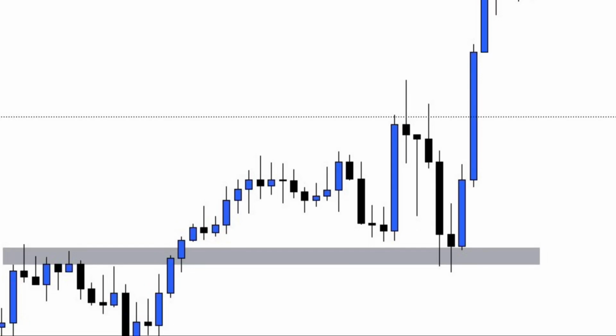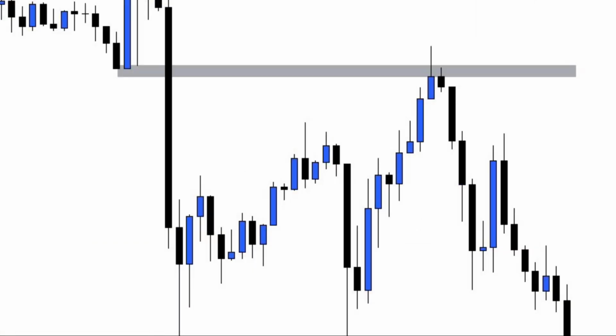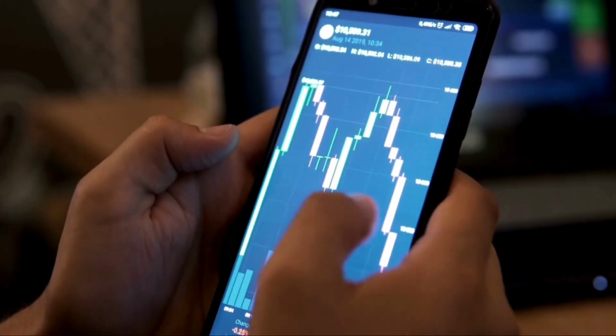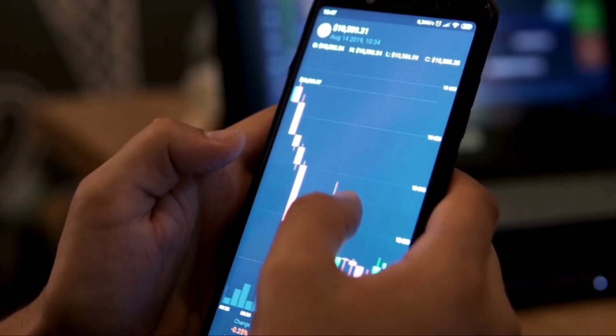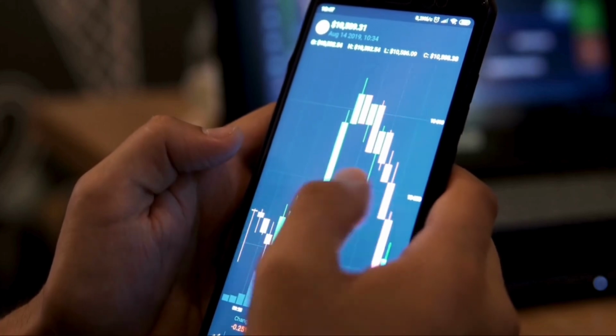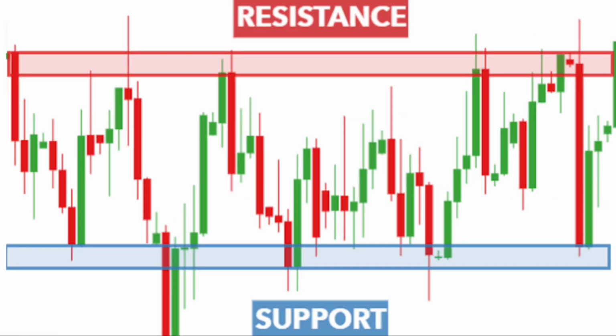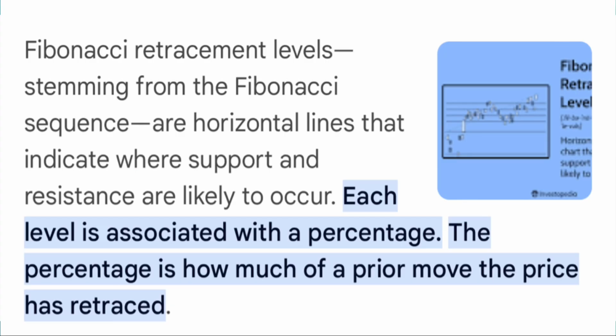This is a break and retest. There are 5 things that come together to form your trading strategy, and those 5 things are called your confluences. Now, what are your confluences? Your confluences are break and retest, support and resistance, trend confirmation, candlestick confirmation, and Fibonacci retracement.